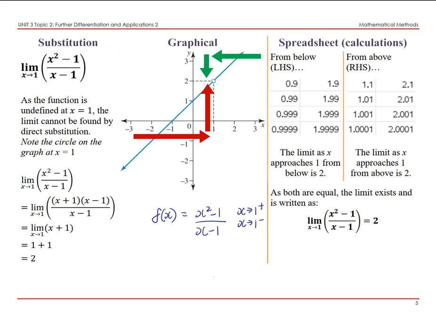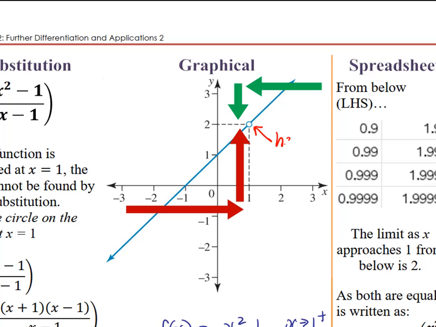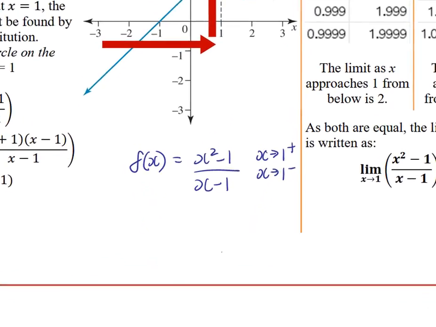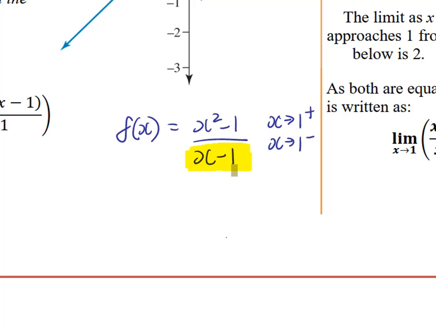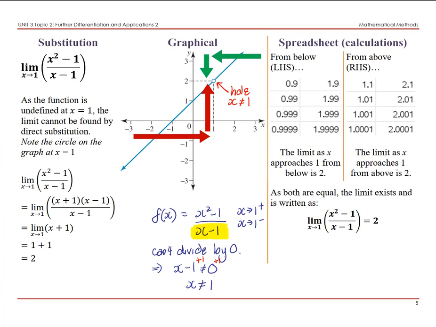Now, if I look at the graph, so you can visually see what's happening, you can see that there is a hole there. Okay? So that hole means that x can't equal 1. Why is that? Well, if we look at the function, we have x minus 1 in our denominator. Now, we know we can't divide by 0. That means that x minus 1 can't equal 0, which means x can't equal 1 if you add that 1 to both sides. And that's why we have that hole.